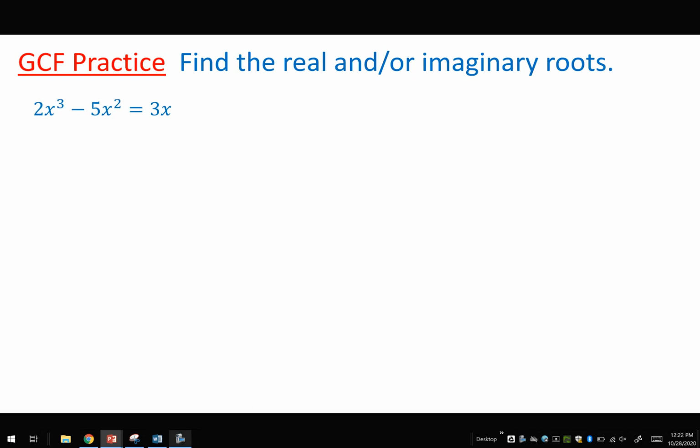So 2x cubed minus 5x squared equals 3x. We want to figure out a value for x that ultimately, when we put this in standard form, equals 0. So 2x cubed minus 5x squared minus 3x will now be my polynomial in standard form. That should be your first step every time. Make sure it is in standard form, so that way you can set it equal to 0.